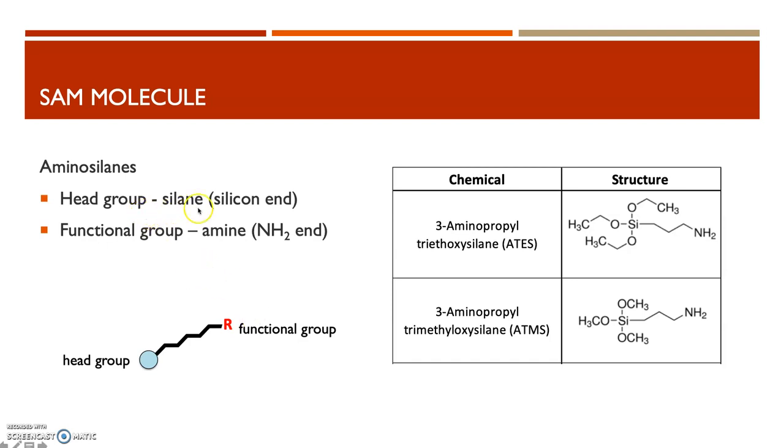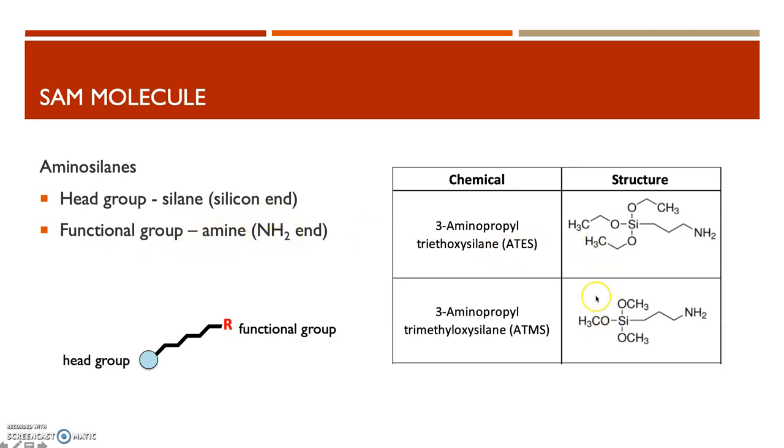So the head group in this case is a silane, or a silicon end. Silane would be "ane," meaning there's some carbons and hydrogens there, but the "sil" is silicon. You can imagine that that's going to bind to the silicon surface, or a silicon-oxygen bond. The functional group, the part that's going to replace the surface, is going to be on the surface now, is the amine, or the amino group, the NH2 end.